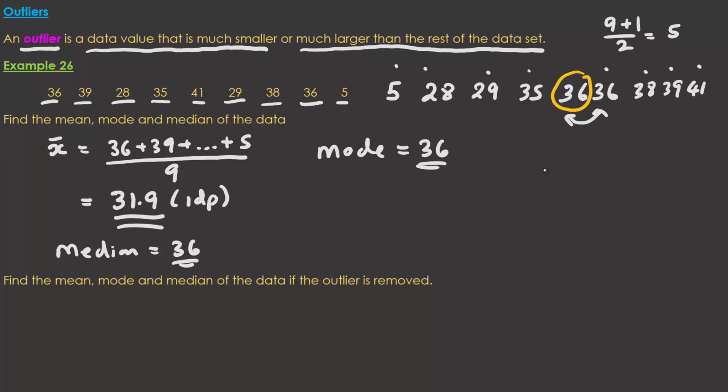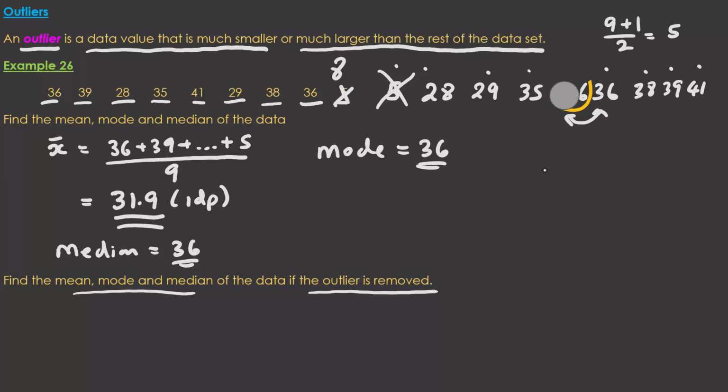So find the mean, mode, and median of the data if the outlier is removed. So we've decided this is clearly the outlier. It's way smaller than the rest of the data. And we're going to remove that. It wasn't a genuine piece of data. So let's see what happens when we remove that 5. Remember now we've only got 8 pieces of data.